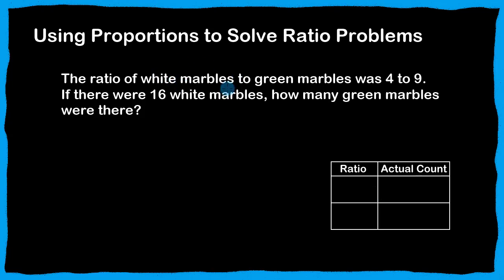So the ratio of white marbles to green marbles was 4 to 9. So let's write that first. We've got white and green. And again, the order matters in a ratio. So white to green is 4 to 9. So the 4 is the white and the 9 is the green.